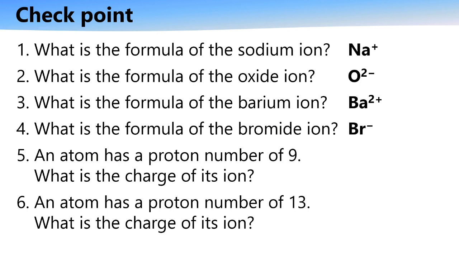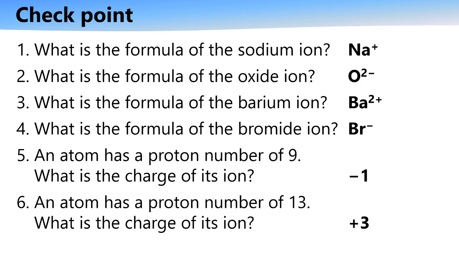Right, next, an atom has a proton number of 9. What is the charge of its ion? Okay, the charge of a proton number 9 element would be -1. And an atom with proton number 13, what is the charge of its ion? It will be +3.